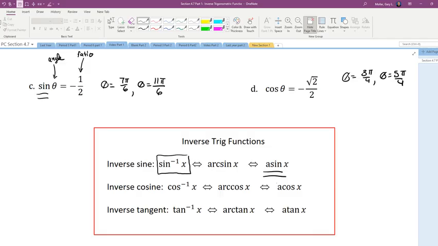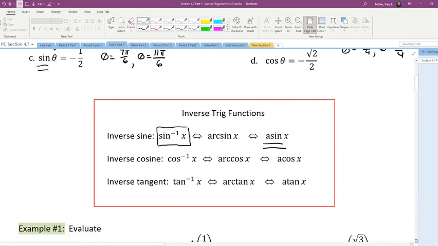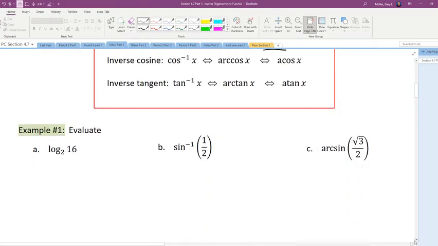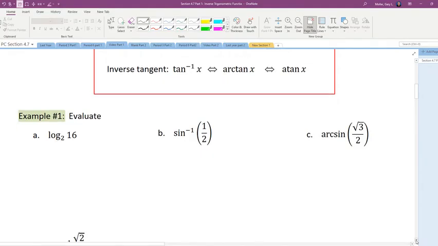Get familiar with that language because we'll mix it up and use it interchangeably. All right, so let's take a look at these couple of warm-ups. And I would like you to notice that the first one doesn't seem like it fits. And it doesn't. This is not a trig question.